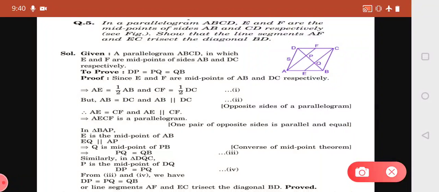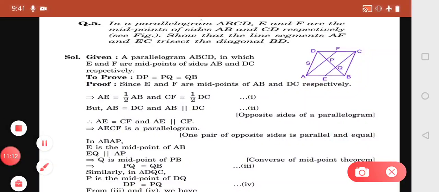This implies that AECF is a parallelogram. So we will get this as parallelogram AECF. This is our parallelogram. Why? Because we have proved that AE is parallel to CF and equal to CF. So we get AECF as a parallelogram.